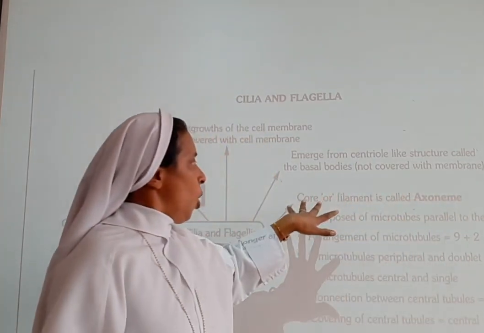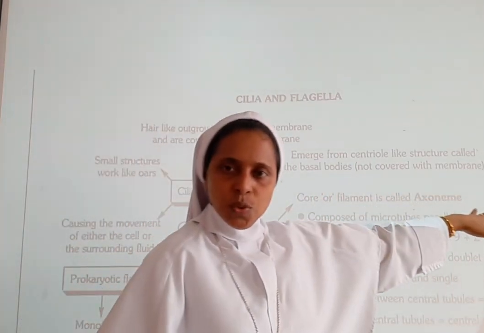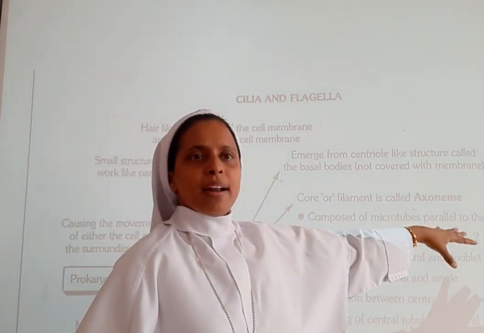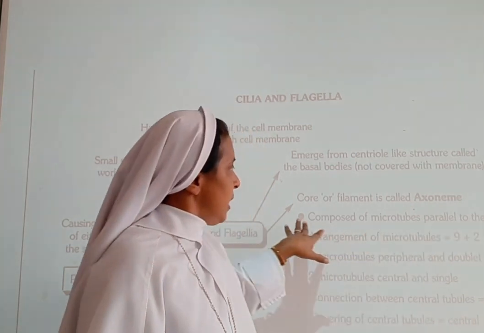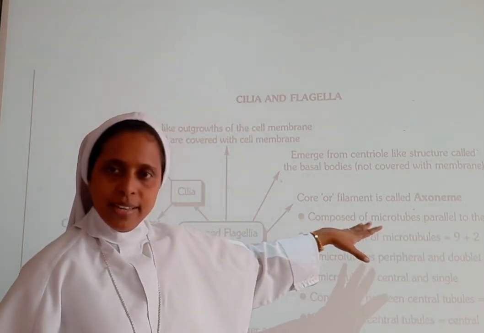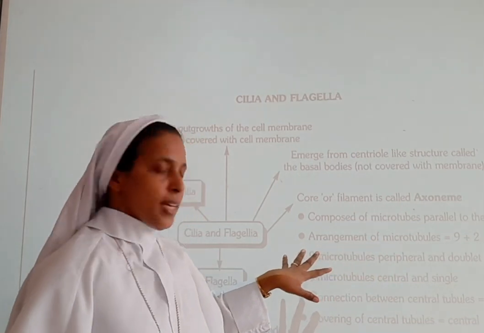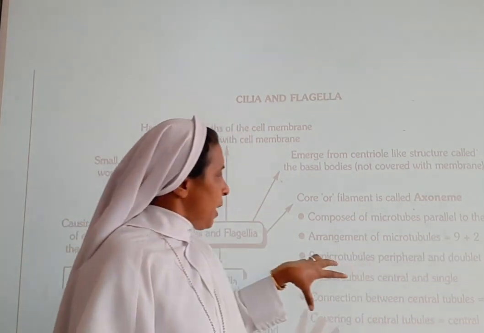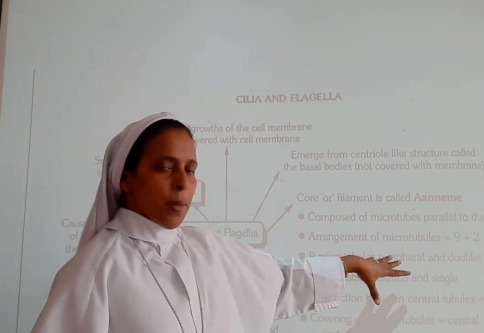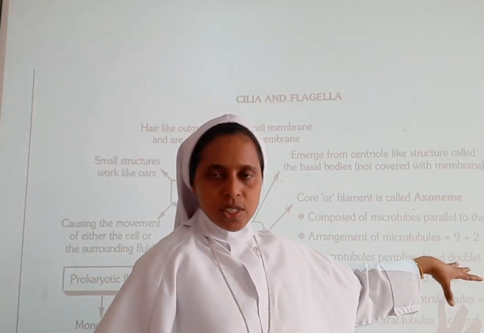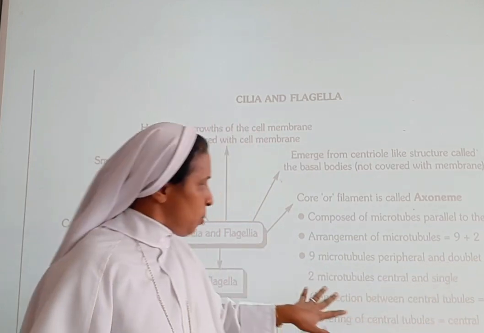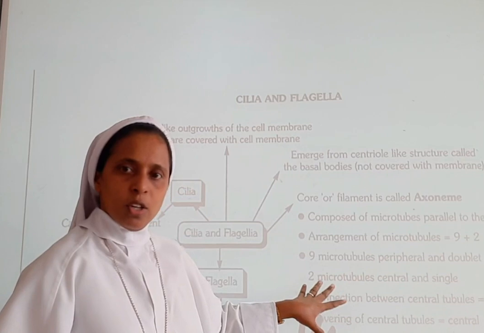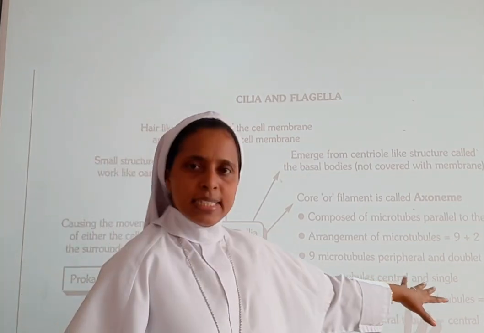The core or filament is called the axoneme. It is composed of microtubules, parallel to the long axis. We know that cilia are composed of microtubules, arranged in a 9 plus 2 arrangement. The 9 microtubules in the peripheral region are doublets, while 2 microtubules are in the central region and are single.